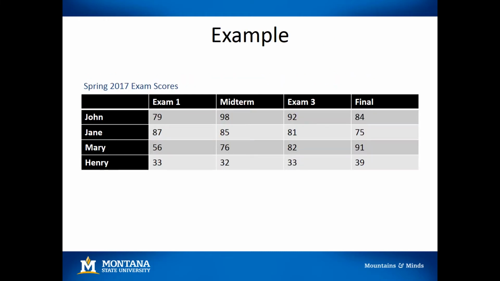So here's an example of what our snippet produces. We have our nice table caption. It says Spring 2017 exam scores. We have some table headers. Those table headers have markup saying that they pertain to the column. So exam 1 is talking about those scores directly underneath it, midterm, etc., etc. And it also has markup saying that the table header, John, pertains to the row. So that's 79 is John's exam 1 score.